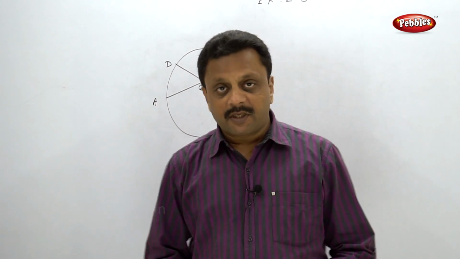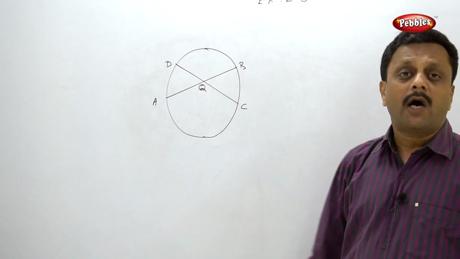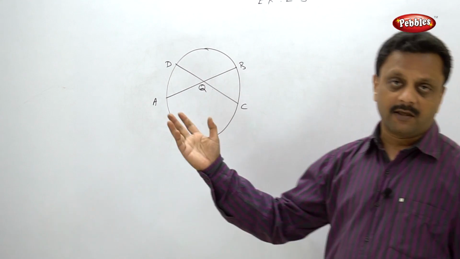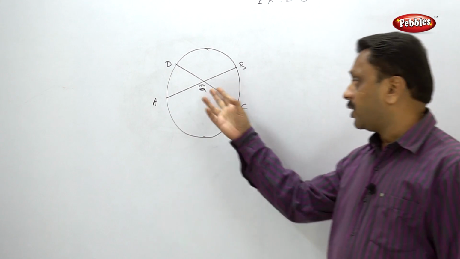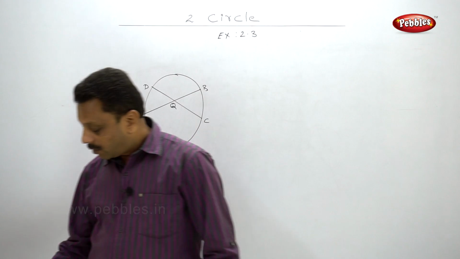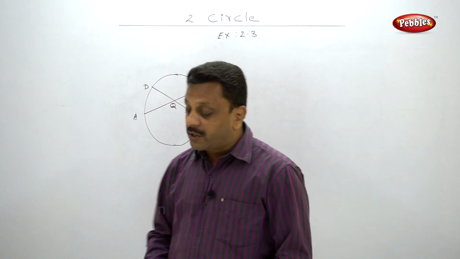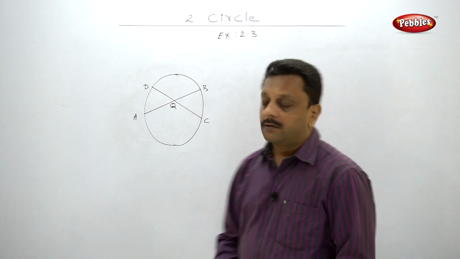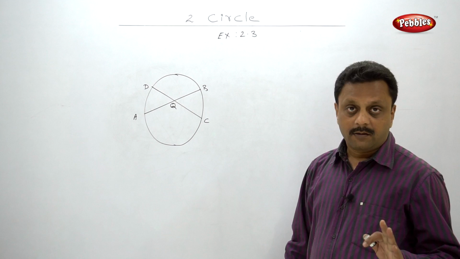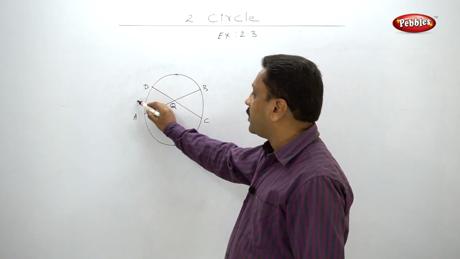Now let us see example number 3. The figure is given something like this. AB and DC are two arcs of the circle which are intersecting each other in the point Q inside the circle. We don't know whether this is the center of the circle or not. Just intersecting in point Q inside the circle. What else do they say? They say major arc AD is 25 degrees. Whatever you see given, just mark it on the rough figure. So AD, they are given 25 degrees.